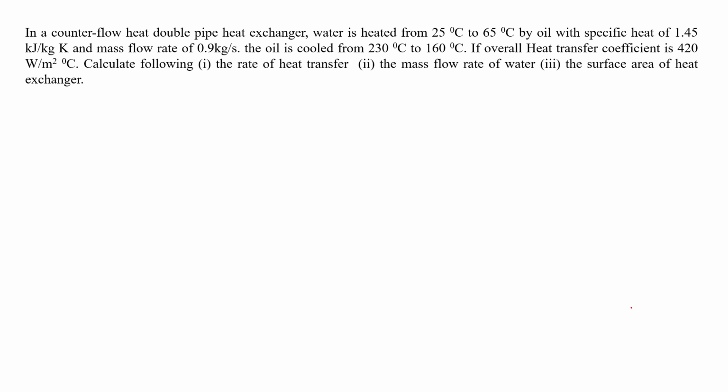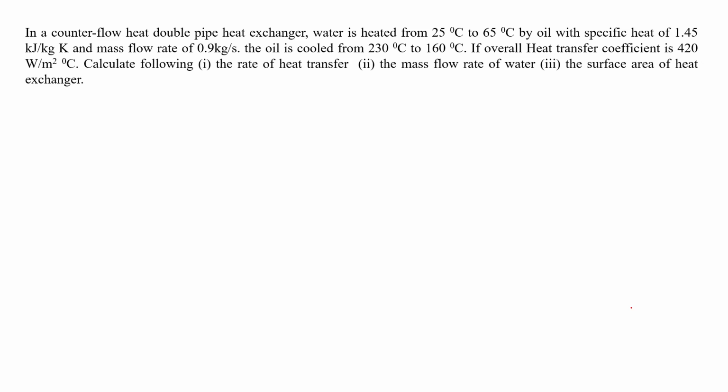So we'll go to the second problem for today's class. In a counterflow double pipe heat exchanger, water is heated from 25 degrees Celsius to 65 degrees Celsius by oil with specific heat of 1.45 kilojoule per kilogram Kelvin and mass flow rate of 0.9 kilogram per second. The oil is cooled from 230 degrees Celsius to 160 degrees Celsius. If the overall heat transfer coefficient is 420, then calculate the following. First, the rate of heat transfer; second, the mass flow rate of water; and third, the surface area of the heat exchanger. So you have to find these three for this problem.